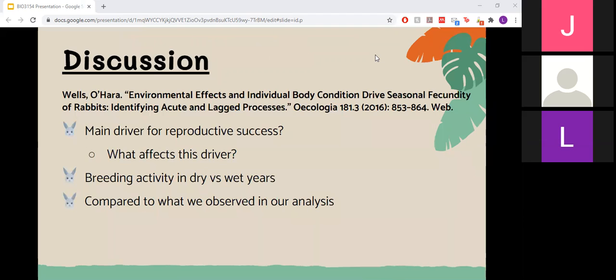In order to better understand our results, we looked at 3 different studies that analyzed environmental factors and rabbit behavior or abundance. In this first study, they determined that the main driver for rabbit reproductive success was food availability, and the 2 environmental factors that influence this are rainfall and temperature. They observed that after dry years, the abundance of rabbits decreased and that their breeding season started later.